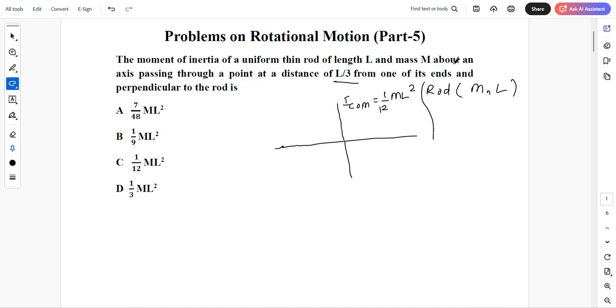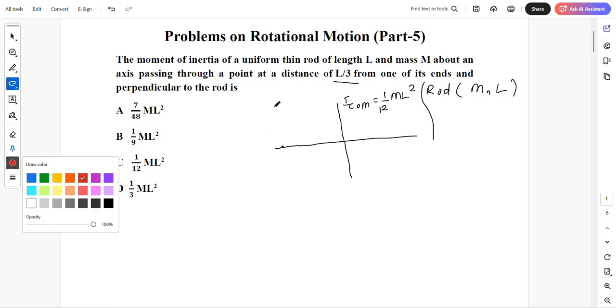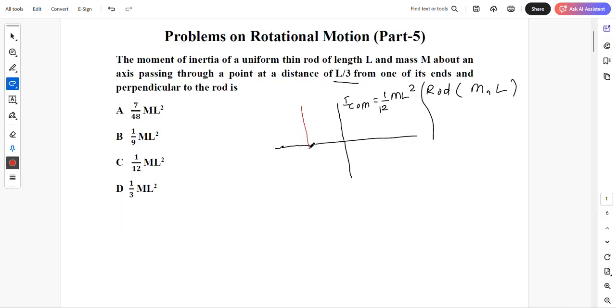Now they are saying an axis passing through a point at a distance L by 3 from one of its ends. Now another axis, which is passing through this point, is the axis of rotation. This is I_COM, and this is the axis of rotation they have considered, at a distance of L by 3 from one of its ends. This is L by 3.